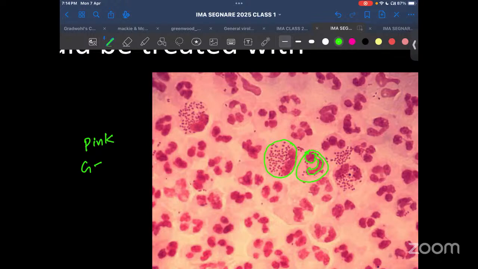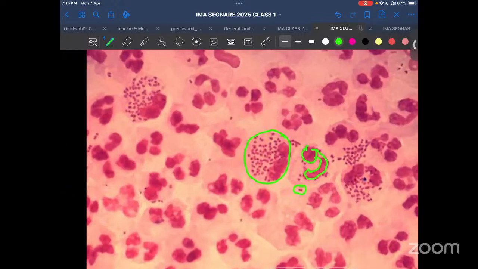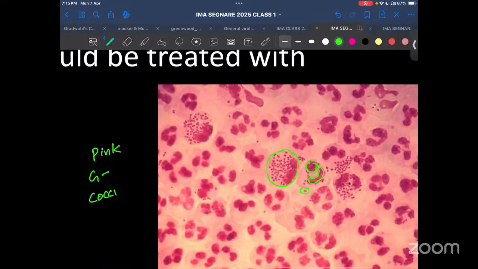Now, what is the shape of the organism? It is spherical, so it is cocci. So this is gram-negative cocci. What is the arrangement of this organism? Look carefully. It is arranged in pairs, two cocci together. So they are gram-negative cocci arranged in pairs.